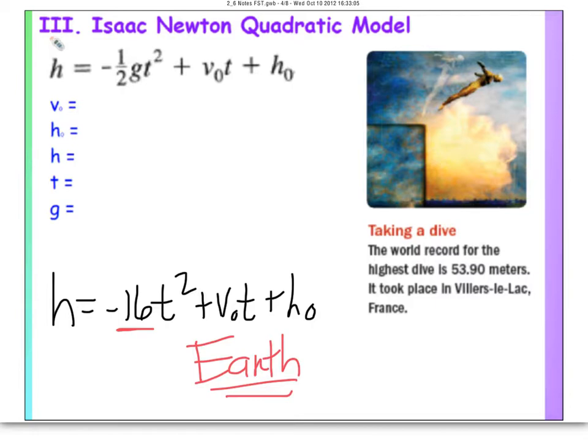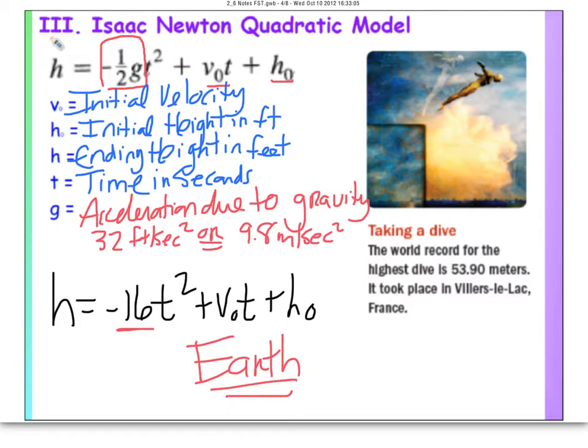So what we now have is a more advanced model. The velocity times the time and the starting height's the same here, but instead of giving us negative 16, they're going to allow us to use this on any planet. So let me tell you what the variables stand for.